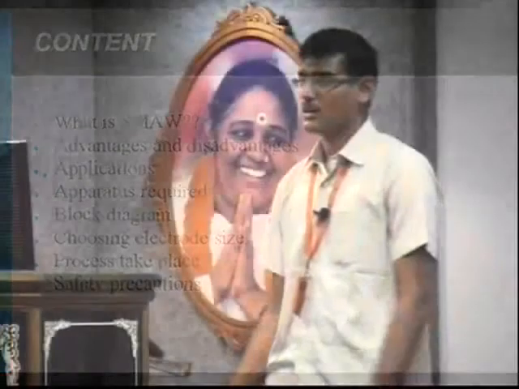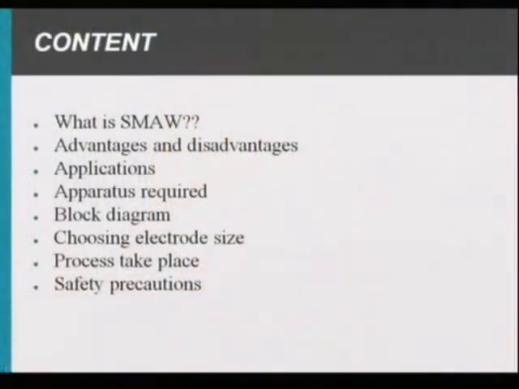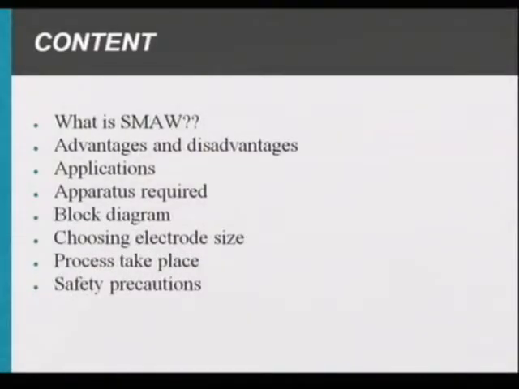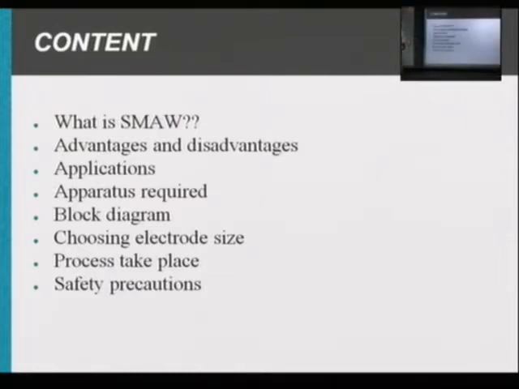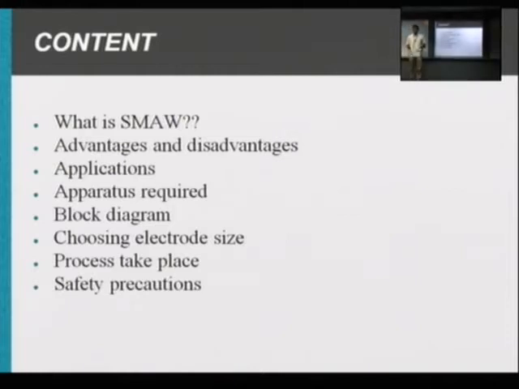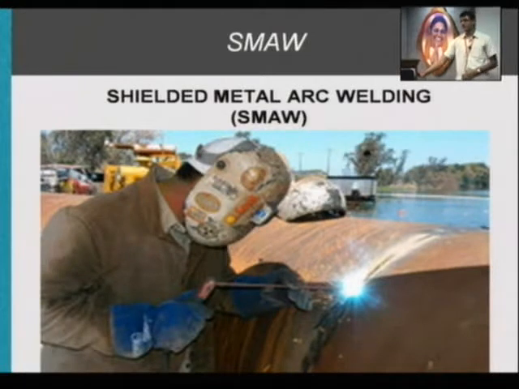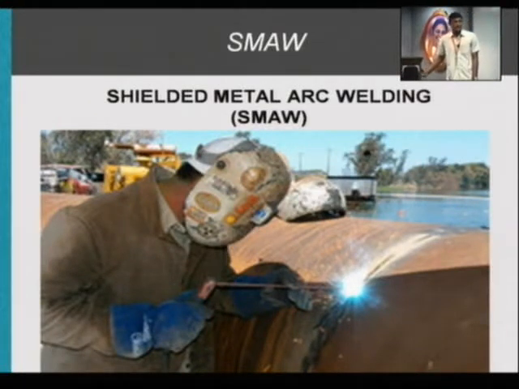So the content of the class is: here you can learn what SMAW means, what the advantages and disadvantages are, why you go for this type of process, where this process is applied, that is the applications, and what methods are used in this process. So let's move on. SMAW, first we see the expansion, that is shielded metal arc welding.